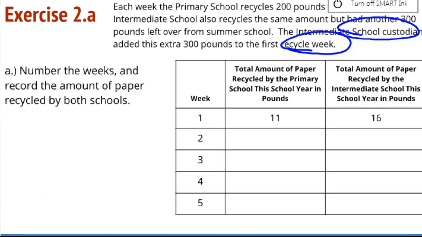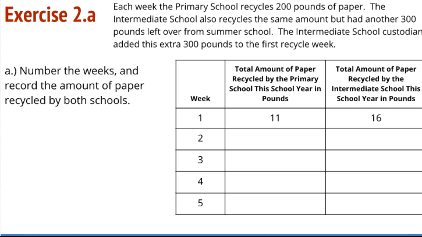All right, different situation here. Each week the primary school recycles 200 pounds of paper. The intermediate school also recycles the same amount, but had another 300 pounds left over from summer school. The intermediate school custodian added this 300 pounds to the first recycle week. And I am pretty sure that I did not change this table. So I'll need to fix that. Well, that's okay. I can handle that.